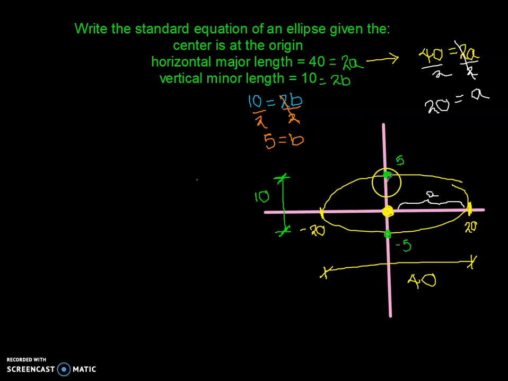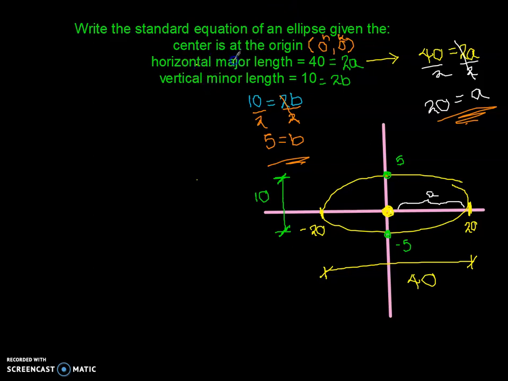So if you see here as well, the distance from the center to the co-vertex would be 5 as well in order for it to be a full distance of 10. So we have a, we have b, we have the origin, which represents the center. So I think that's all we need in order to write the standard equation. We just have to know which equation to use.